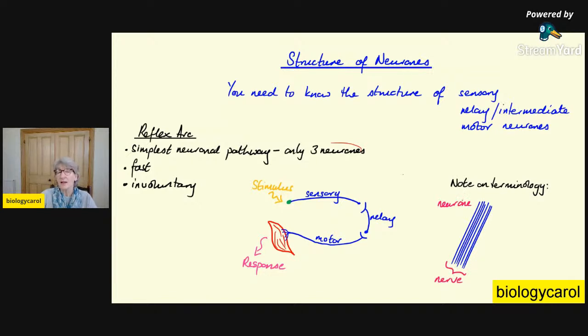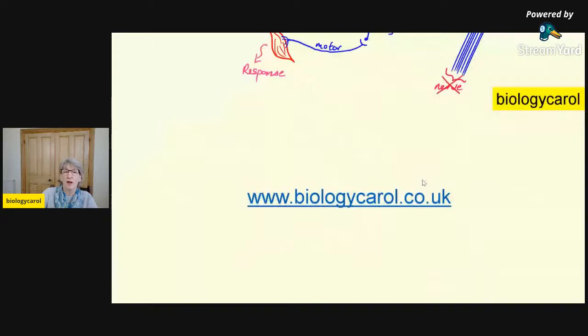Now, the bottom line is at A level, you are practically always going to be talking about the neuron and not a nerve. So get into the habit of writing neuron instead of nerve. It's going to be incredibly rare where it is more accurate to use the term nerve, i.e. you are really talking about a whole bunch of neurons. Most of the time, you're going to be talking about individual neurons. So just be aware of that.